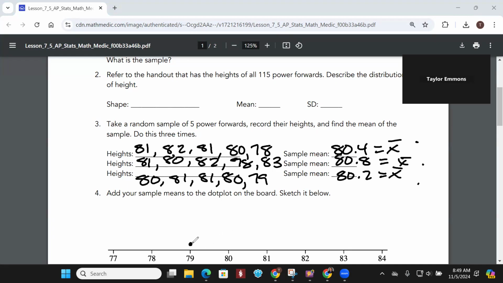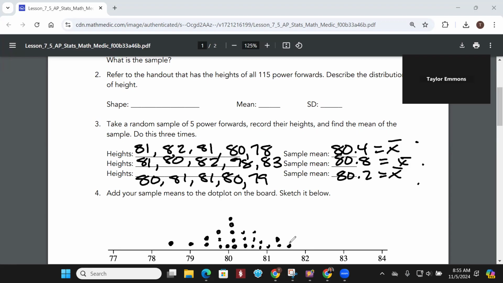Right here, we're going to have 1, and 2 right here, 3, 1, 1, 2, 3, 4, 5. Okay, and here are the rest of the dots. Again, it doesn't have to be super perfect. This would just be a sample of all of the sample means that you took.